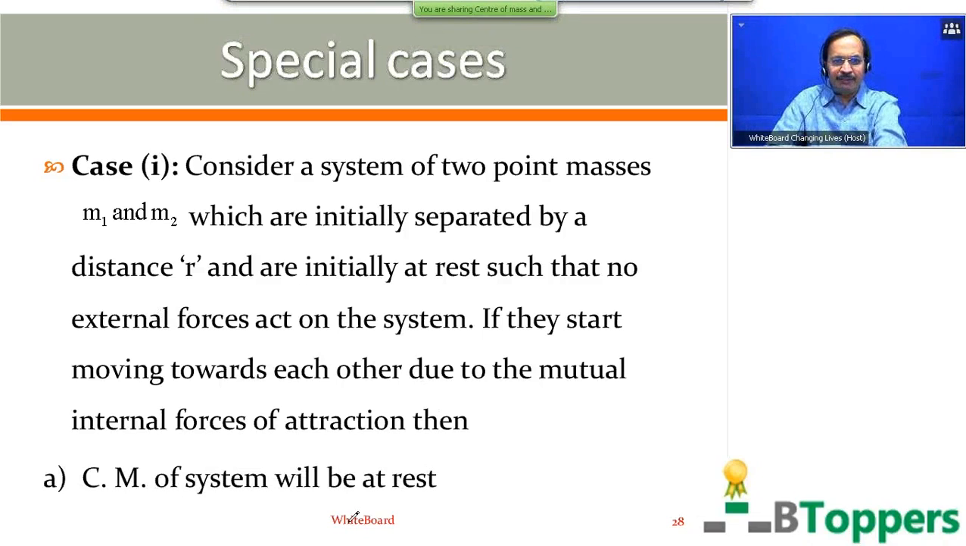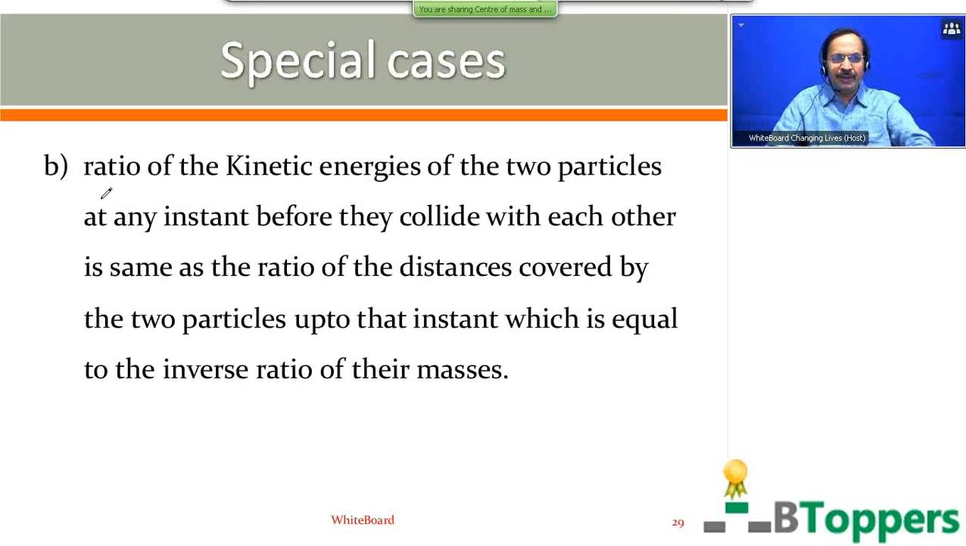First point A, you can write: center of mass of system will be at rest. Same as the short form for center of mass. And second point B, ratio of the kinetic energies of the two particles at any instant before they collide with each other is the same as the ratio of distances covered by the two particles up to that instant, which is equal to the inverse ratio of their masses.